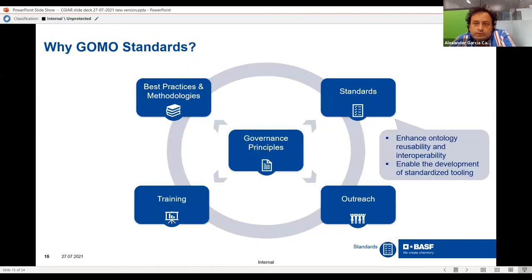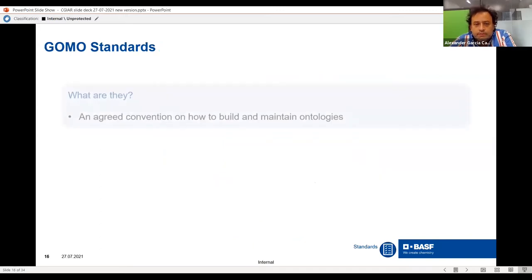Why do we need a standard? Standards are a key component in our conceptualization for governance, because standards are related to quality. So you comply with the standards and you can have a pretty good understanding of the quality of your ontology. Standards also make it possible for ontologies to be interoperable. Standards also make it possible for you to reuse ontologies and to enable a standardized tool to facilitate the standardization of the workflows by means of which you go about developing ontologies.